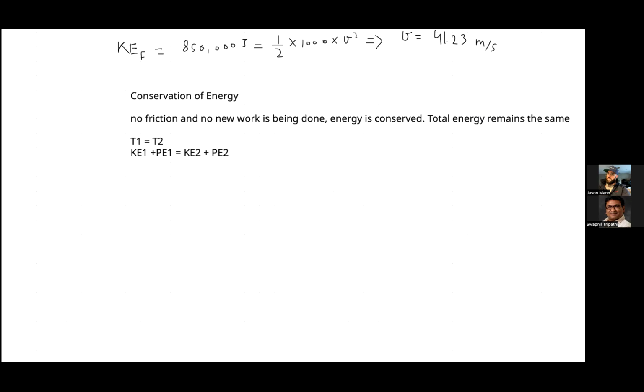Suppose we have an inclined plane, a smooth, frictionless inclined plane, and we have a block over here. This height is 5 meters. This is 10 kgs. And it starts from rest. Then the question is, what is the velocity at the bottom?